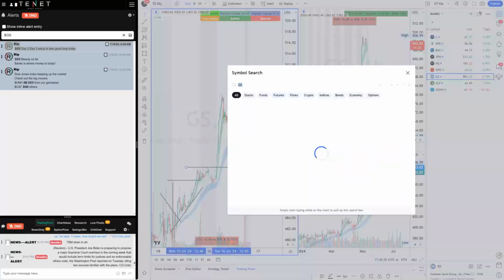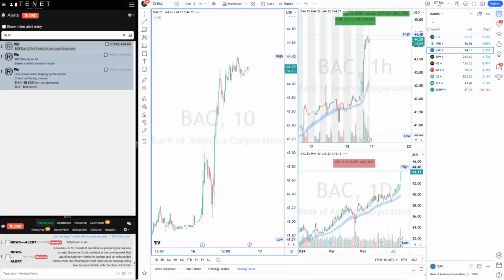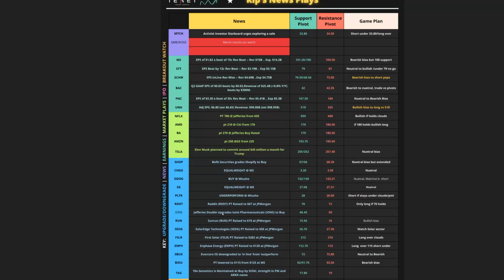All right, let's look at the next one. We're going to talk Bank of America, because this was a really nice winner, because it's good for small accounts, very liquid options. The options trade like penny stock, low float, right? So what was the plan on Bank of America? Support was 42, resistance was 42.35, bearish to neutral. We will trade versus the pivots, 42.35, right?